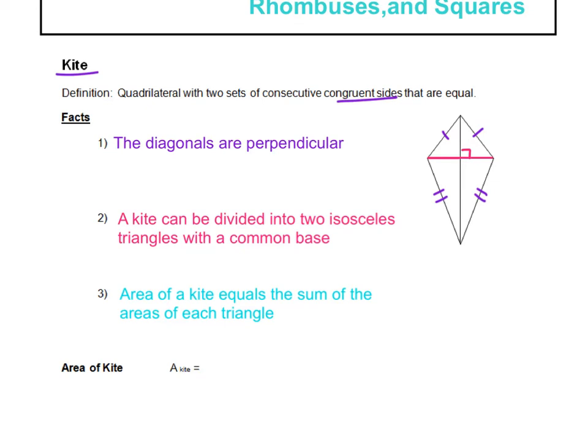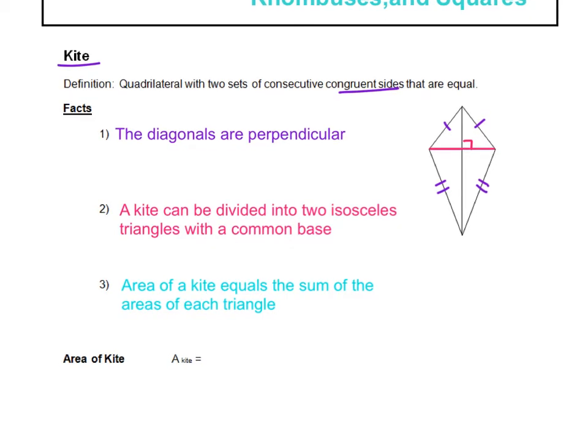All right, there is also a kite formula. So you can see there's our A for area, and then it says kite really small in the subscript. So the area of a kite is equal to 1/2 of D1 plus D2. Now you might be saying to yourself, well, what's D1 plus D2? D1 and D2 are the diagonals of the kite.